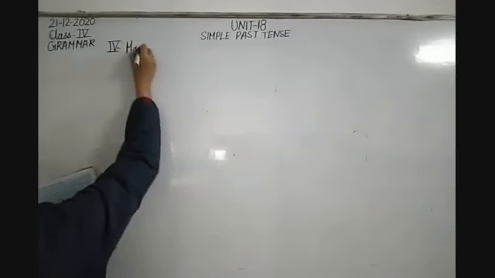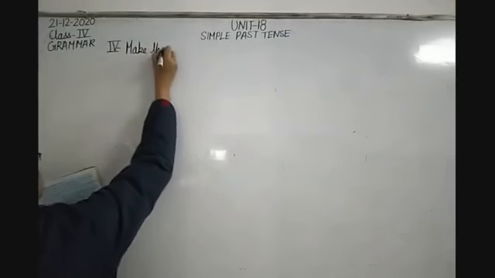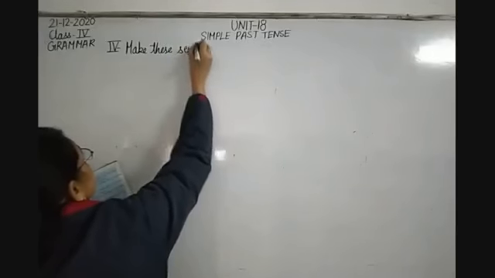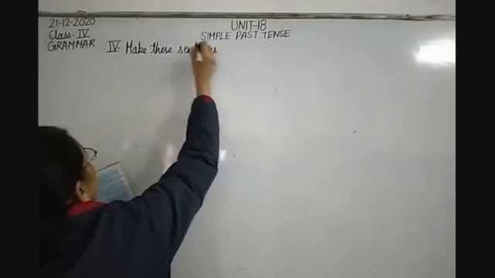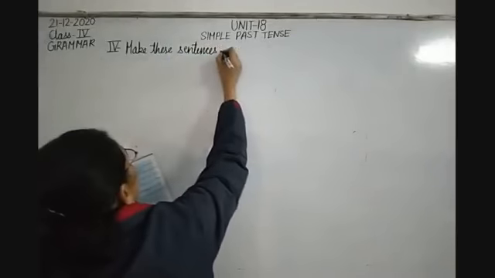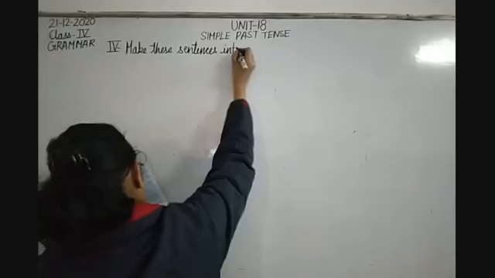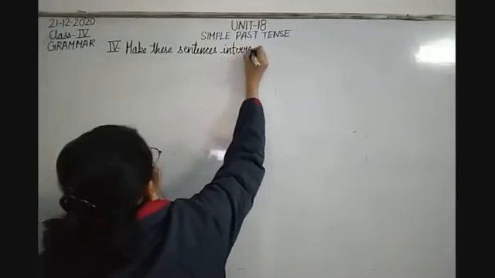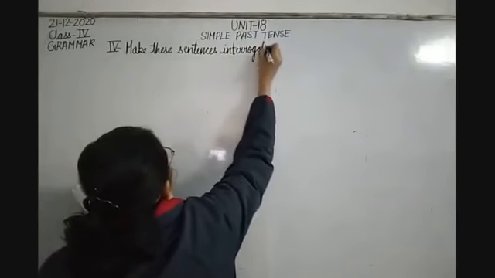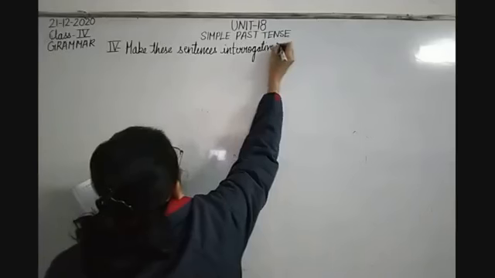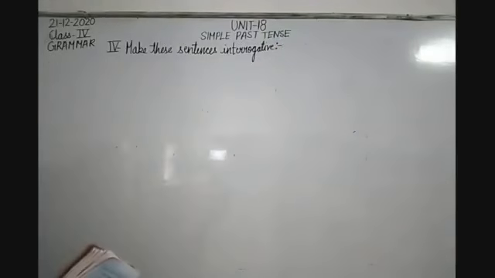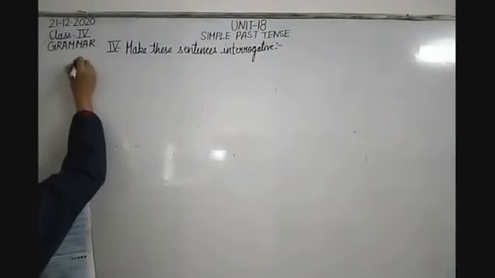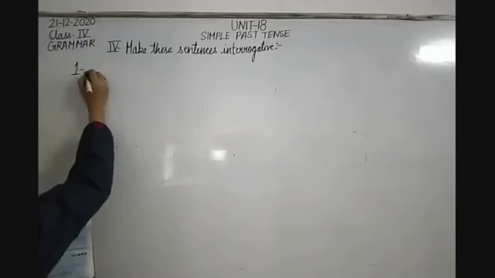Now, I'm going to start with exercise 4, and that is make these sentences interrogative. All of you turn to page number 73. The first one has been already done for you, but then I am going to write it again and explain so the concept gets clear to you.